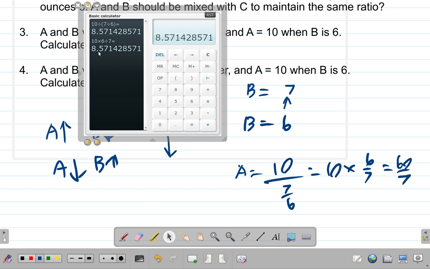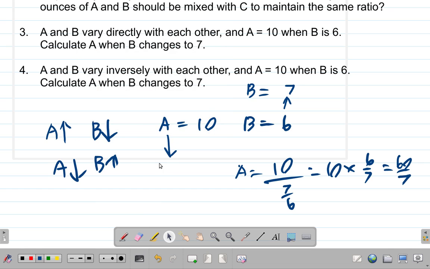So we have 8.57. A drops from 10 down to 8.57. So A is equal to 8.57 here. So B rises a little, goes from 6 to 7. A will fall a little, it goes from 10 to 8.57. Alright, so that is the case.